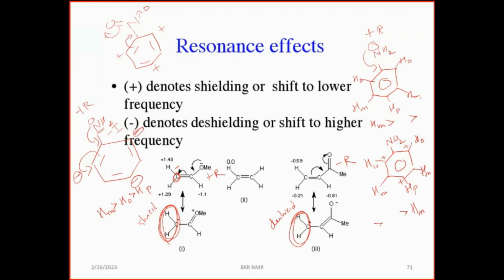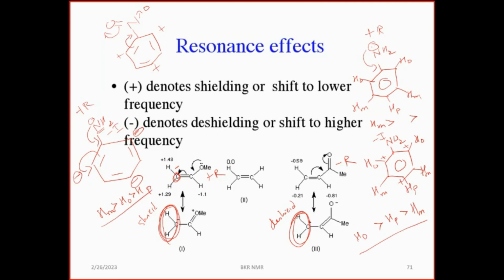Okay, so now compare ortho and para, same as the previous argument. In both there is the same extent of de-shielding by resonance. So now comes the minus I effect of nitro. Because of the minus I effect, ortho will be more de-shielded compared to para. So this will be the order, and this is based on the resonance effect.